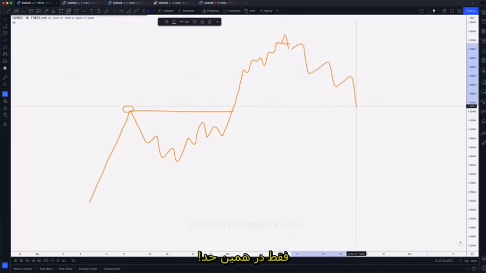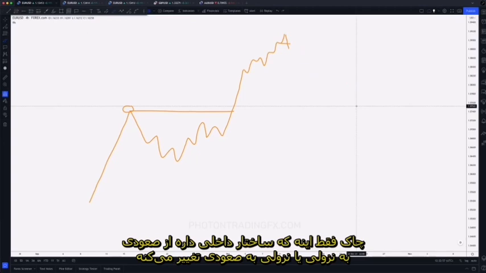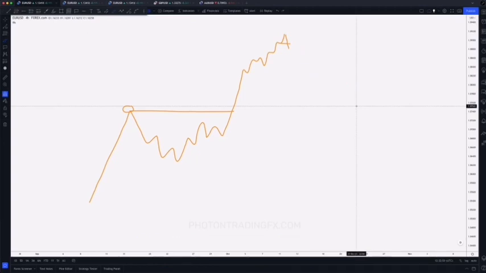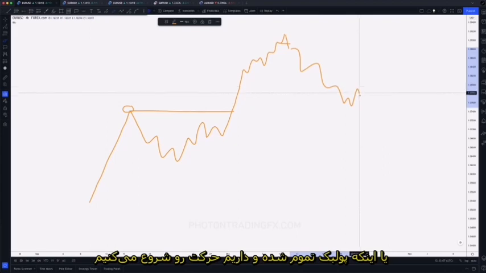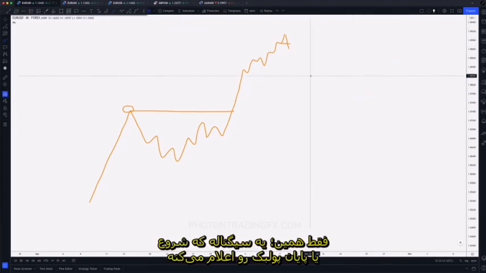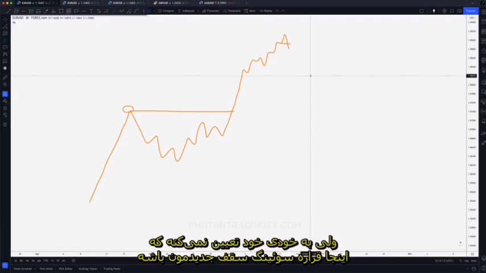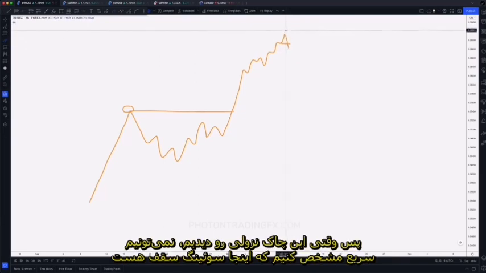That's all it is. All a change of character is, remember, is internal structure shifting from bullish to bearish or bearish to bullish. It just gives us a potential signal that we might be getting a pullback, or the pullback might be finished and we're going. It's just a signal that the pullback is either finished or starting. But it does not on its own define that this is now going to be the new swing high.